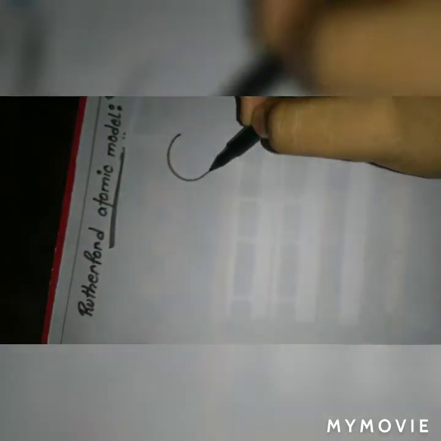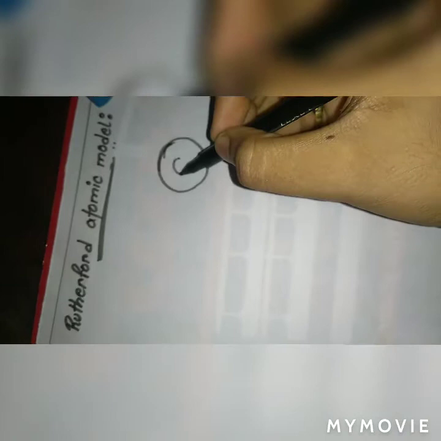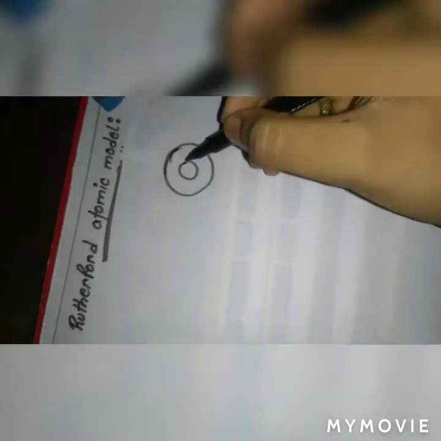So Rutherford had done an experiment where he used a gold sheet. See, this is one atom of a gold sheet. Okay, and there is something inside it that Rutherford didn't know. Okay, so beside the atom he placed a screen.